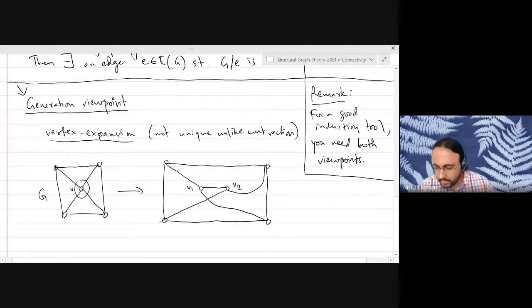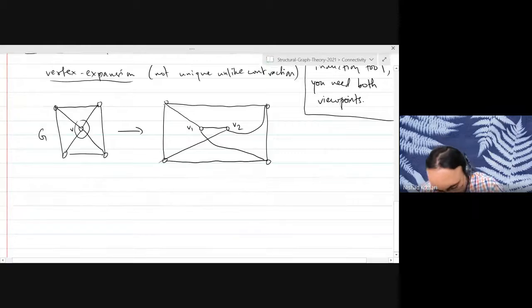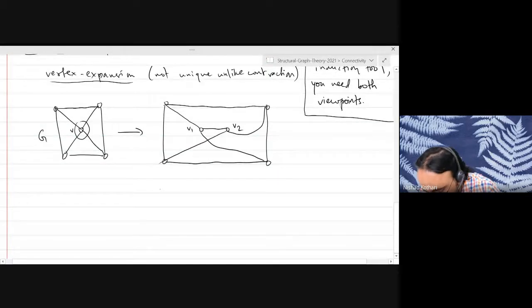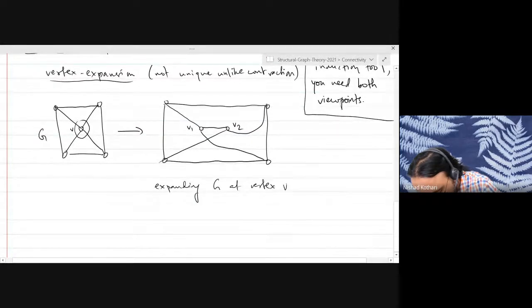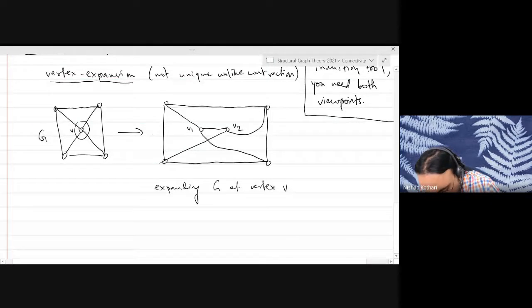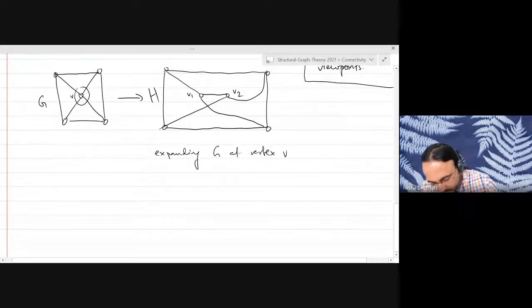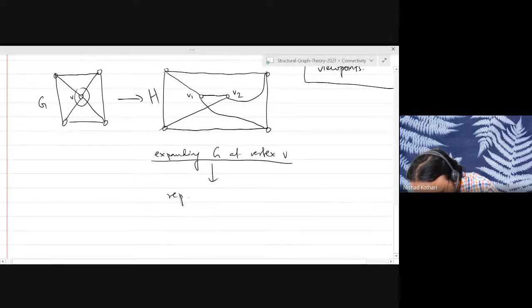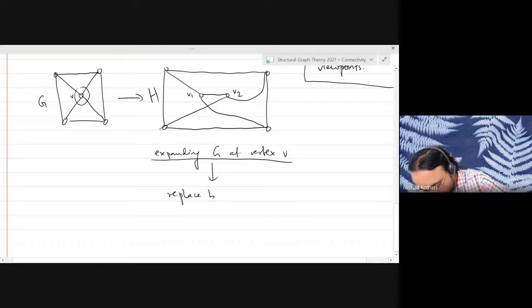Okay? So, this is going to be called expanding G at vertex V. So if this is your graph G, then this is the graph H. Okay? So what is this operation? You replace V by two adjacent vertices.